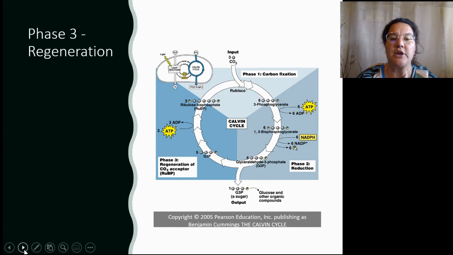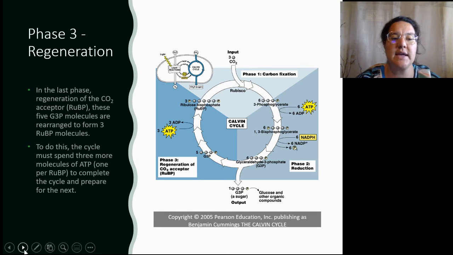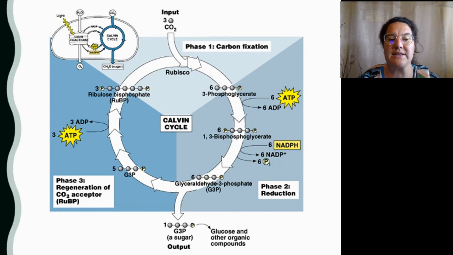And then we have our regeneration phase. This is where the carbon dioxide acceptor, RuBP, is rearranged to be able to accept a new carbon dioxide molecule from outside the system. The cycle must spend 3 more molecules of ATP to complete the cycle and prepare for the next round of carbon fixation.